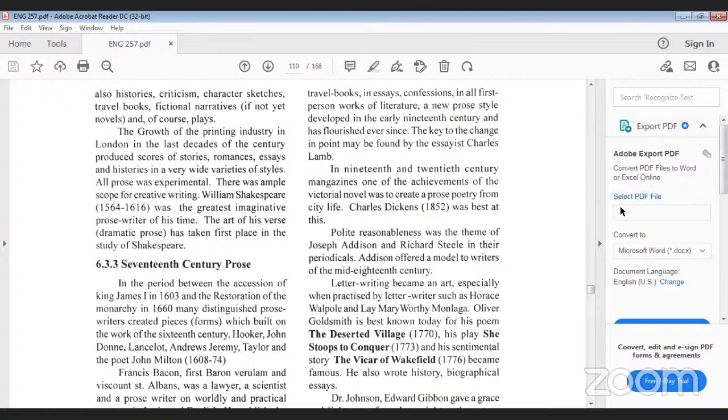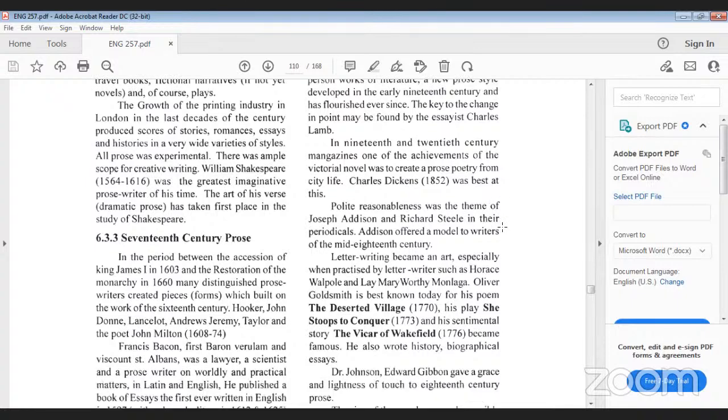In the 19th and 20th century magazines, one of the achievements of the Victorian novel was to create a prose poetry from city life. Charles Dickens, whom you have gone through, in 1852, was best at this. Polite reasonableness was the theme of Joseph Addison and Richard Steele in their periodical editions, which offered a model to writers of the mid 18th century.